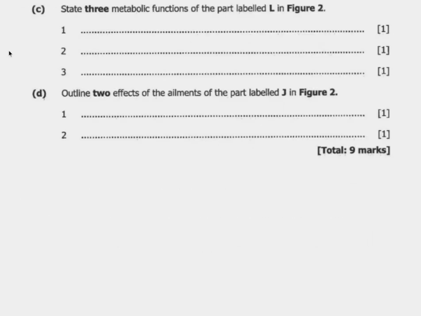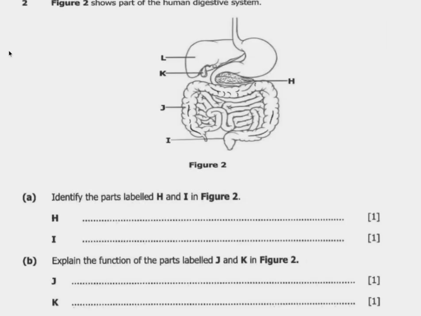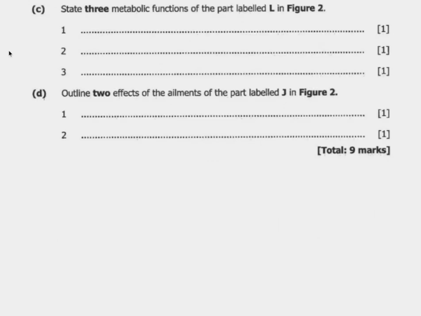So the second question is saying state 3 metabolic functions of the part labeled L. So we have part labeled L, which is called the liver. So what are the metabolic functions of the liver? So the first one is production of bile, or bile production if you want. And where is this bile needed? It's needed in the emulsification of fats into droplets.